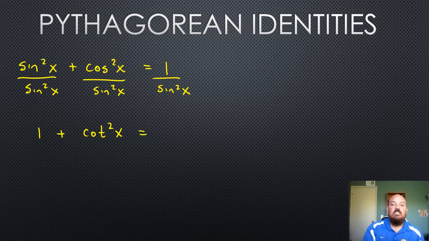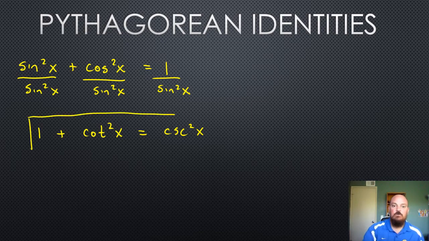Now, for our last part, again, if you kind of ignore the squared for now, 1 over sine x, that's one of our reciprocal identities, that's cosecant x. So 1 over sine squared x would be cosecant squared x. And that's what textbooks call the second Pythagorean identity. It's not. It's just a different version of the first one.